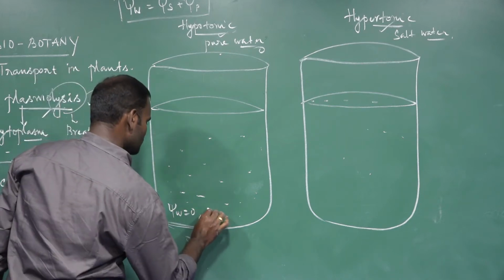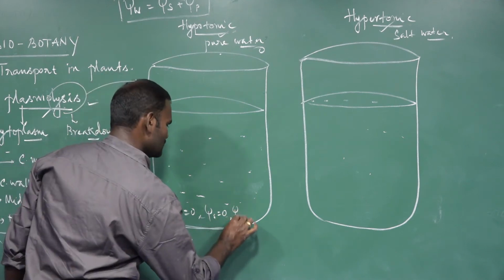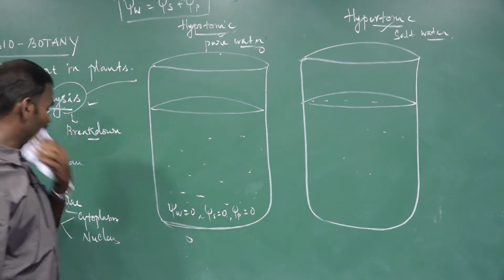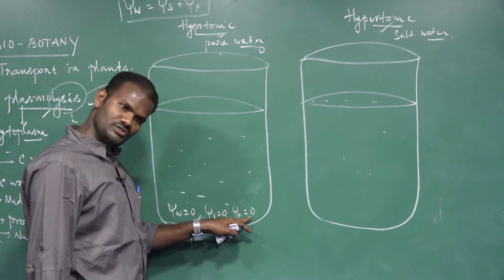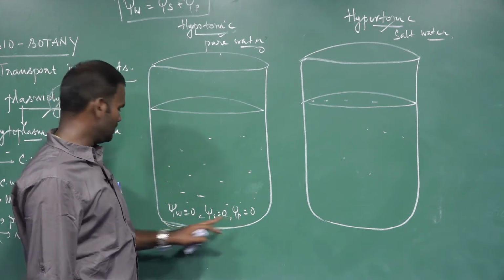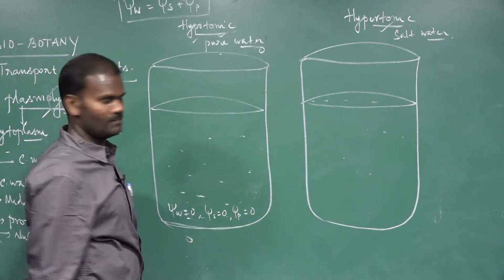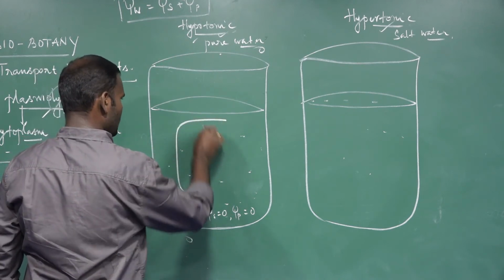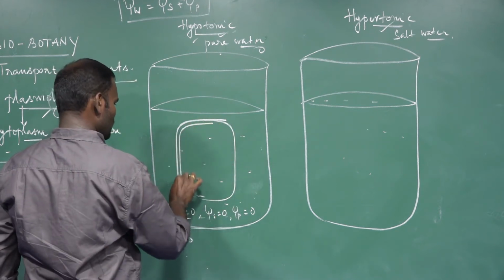So what is the solute potential? Solute potential also 0. Then pressure potential also 0. In pure water, solute potential is 0, pressure potential also 0. So what is the water potential? Solute potential plus pressure potential. So water potential also 0, and pure water is also a hypotonic solution. If a cell is placed under hypotonic solutions, it is a cell, outer cell wall, inner plasma membrane.